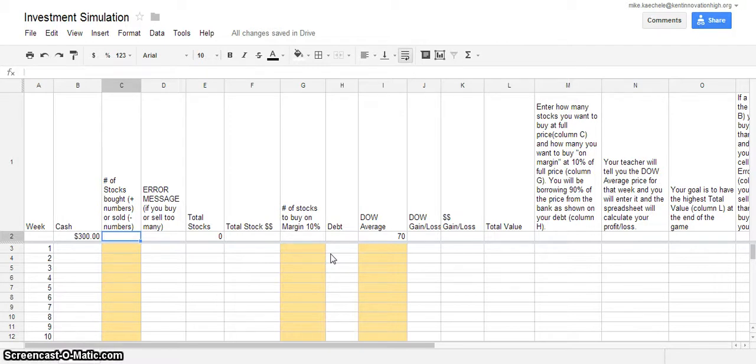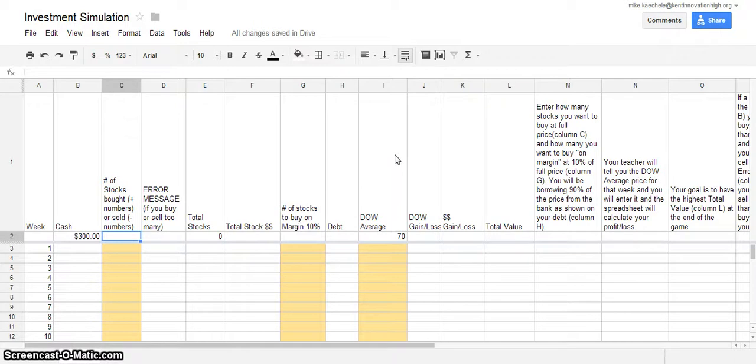Second thing we want to do is talk about buying stock on margins, which you'll see in column G right here. And if you're not familiar with this yourself, buying stock on margins simply means you don't pay full price for the stock. So for the purpose of this game, when you buy on margin you're paying 10%, and that means 90% of it is a loan from the bank. This is a way to make lots of money, but it's also high risk.